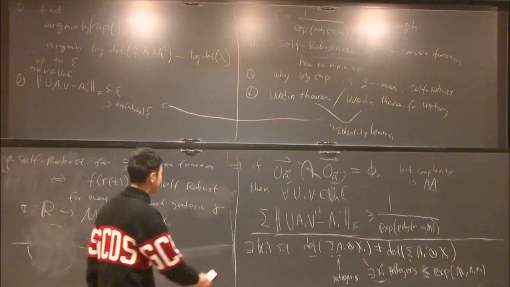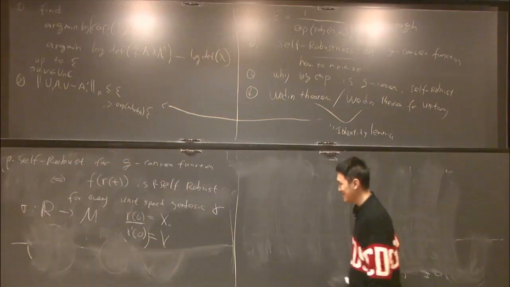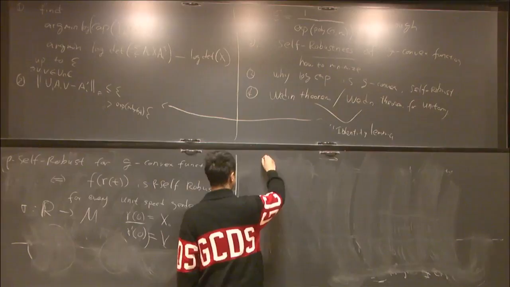Yeah, so this is self-robustness for geodesically convex functions. So how do you minimize it? That has a log 1 over epsilon convergence speed. So it's quite simple. The algorithm is like this: each iteration, you have an xt.